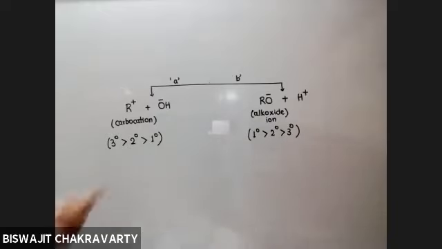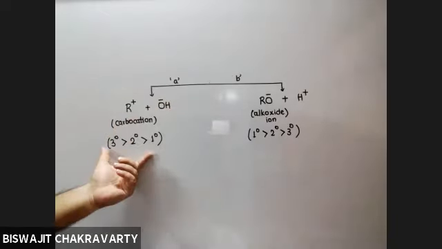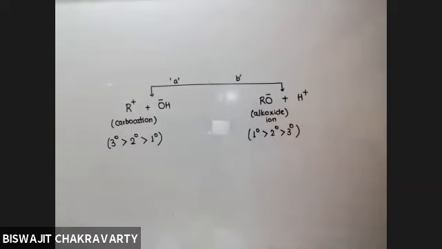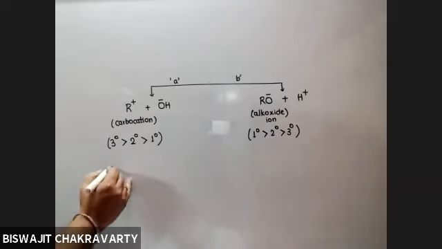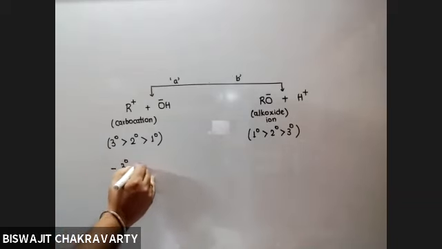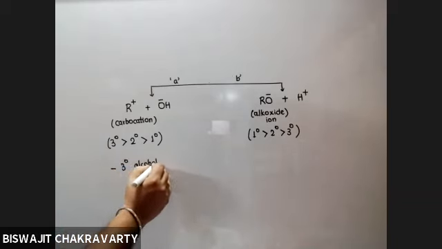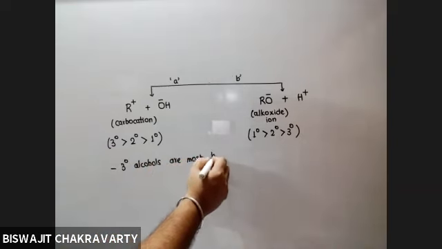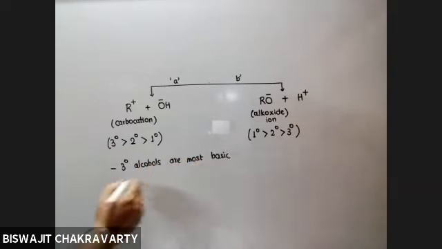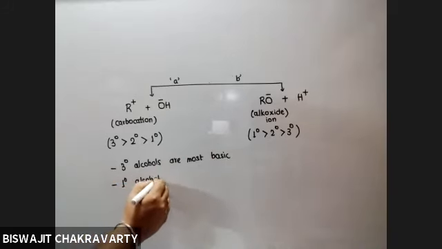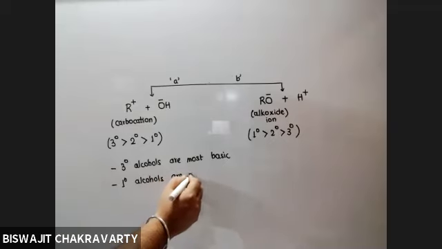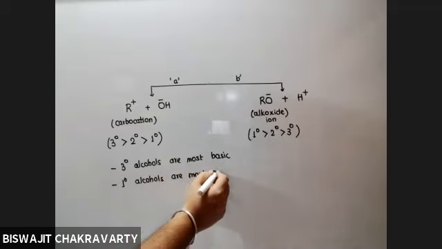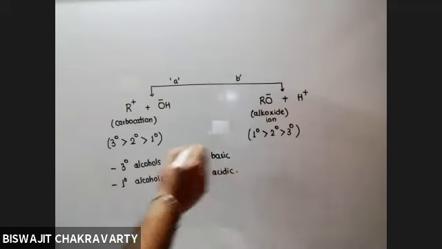Which alcohol is showing this particular reaction fastest? I have written the order, no? 3 degree. So 3 degree alcohols are most basic. And 1 degree alcohols are what? Most acidic. Among alcohols, we are making the comparison.